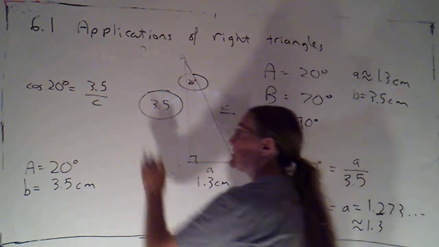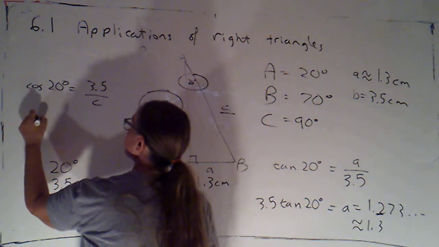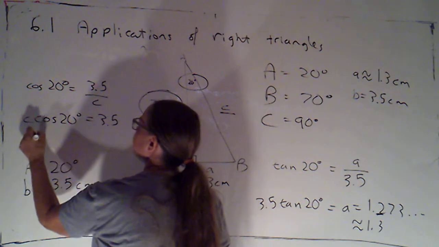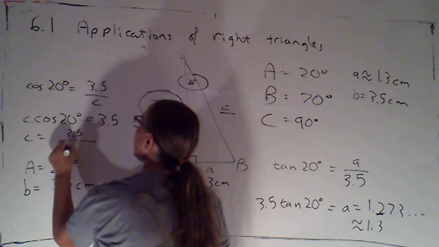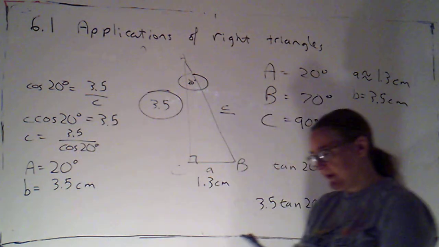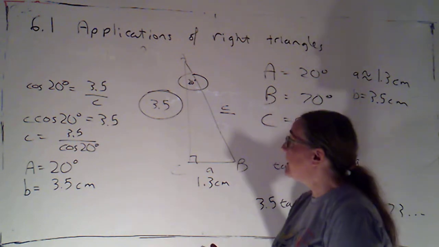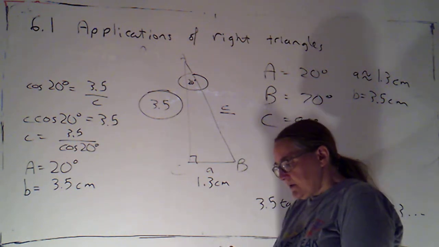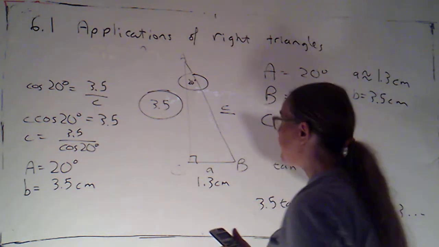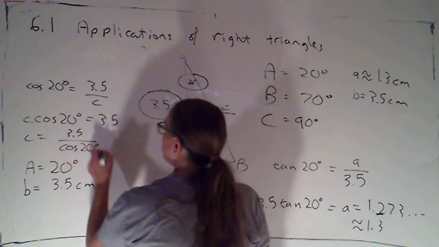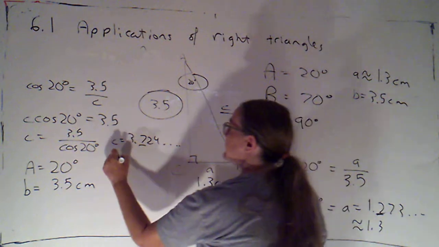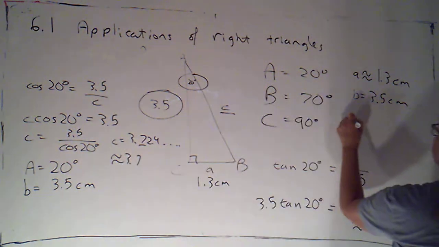Now, if I want to solve for C, let's multiply to get it out of the denominator. So C times cosine of 20 degrees is 3.5. C would be 3.5 divided by cosine of 20 degrees. Okay, so 3.5 divided by cosine of 20 degrees, and I'm getting 3.724, blah, blah, blah. If I'm rounding to that place, that's going to be about 3.7.